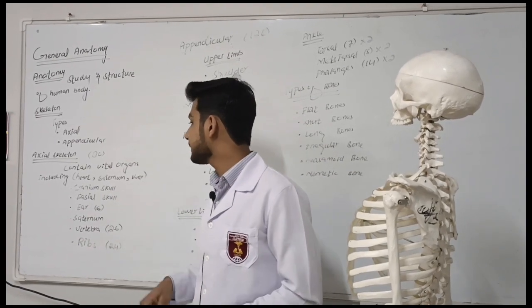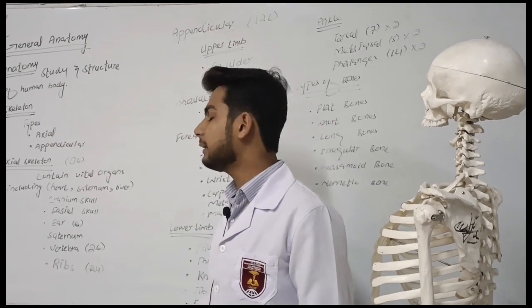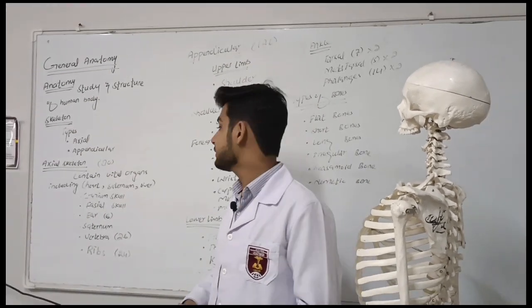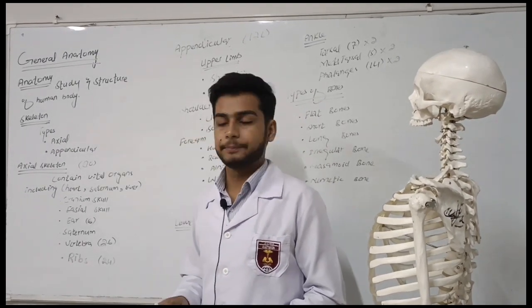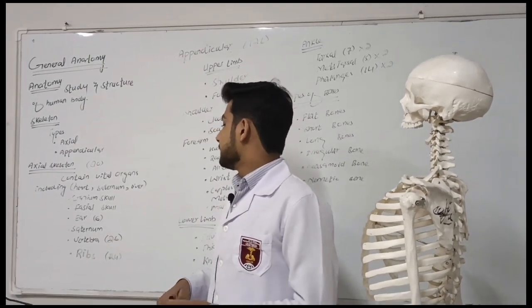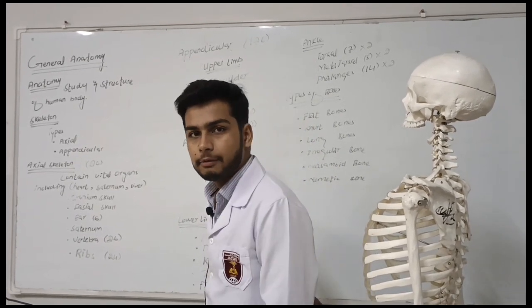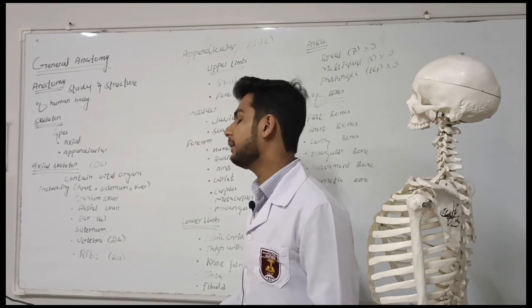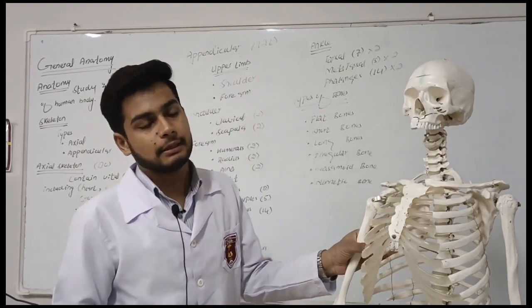Firstly, the cranial skull. There are 8 bones in the cranial skull, and there are 14 bones in our facial skull. Then 6 bones are present in the ear, and 26 vertebrae are present on the back side of the human body, and 24 ribs are connected with the sternum.